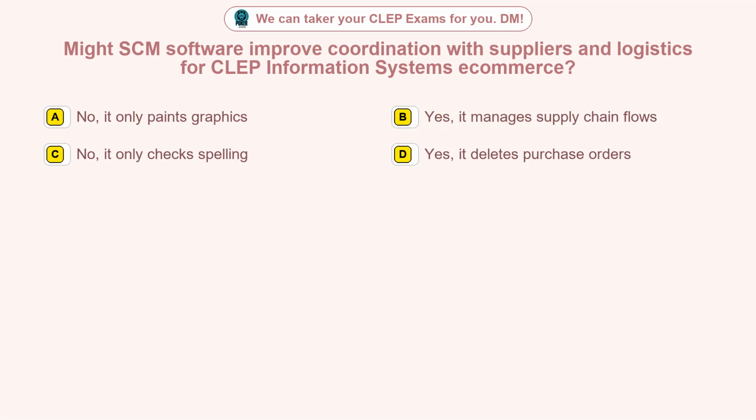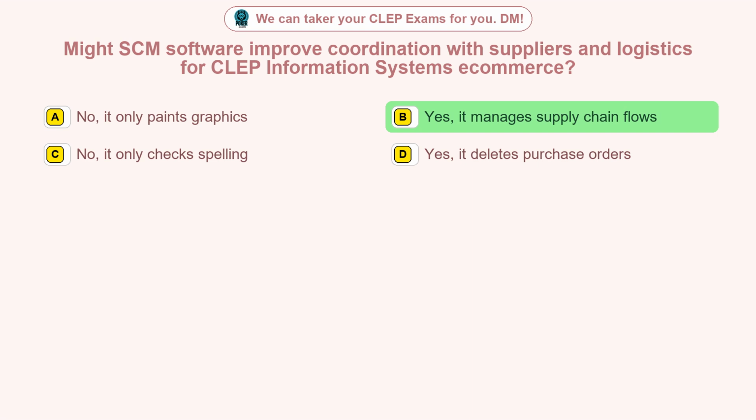Question 16. Might SCM software improve coordination with suppliers and logistics for CLEP Information Systems Ecommerce? Option A. No, it only paints graphics. Option B. Yes, it manages supply chain flows. Option C. No, it only checks spelling. Option D. Yes, it deletes purchase orders.